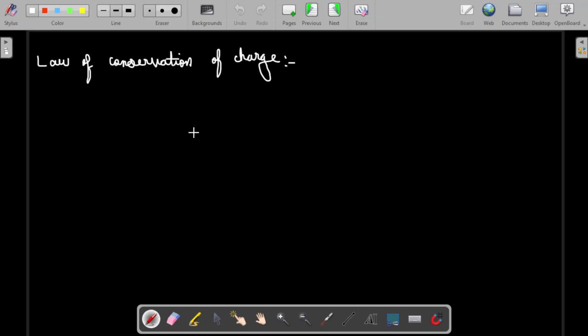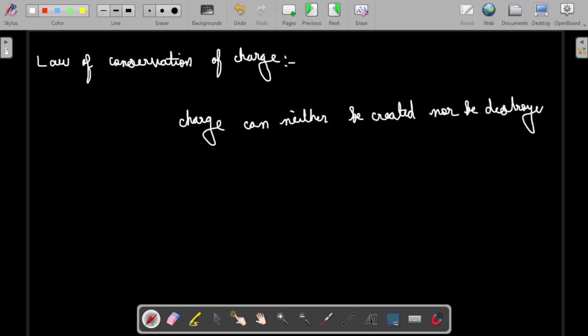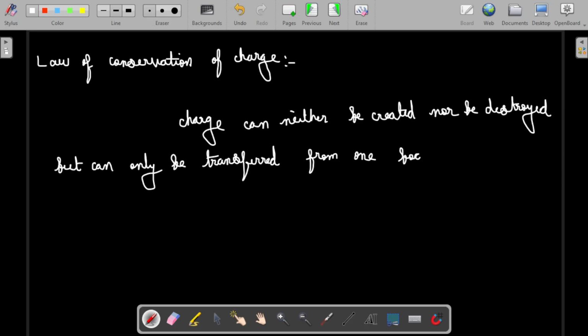From the ninth standard itself we have been studying the law of conservation. Similar to that, the law of conservation holds for charges also. Charges can neither be created nor be destroyed, but can only be transferred from one body to another body. Okay, so law of conservation is used in many problems and is very important. This follows the first law of thermodynamics, right? So this is some basic representation.